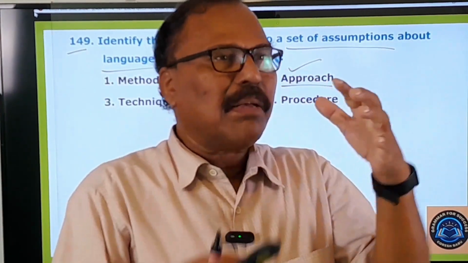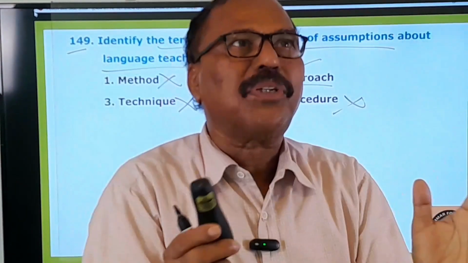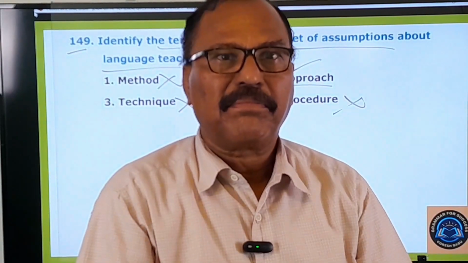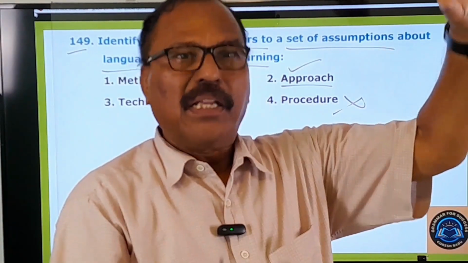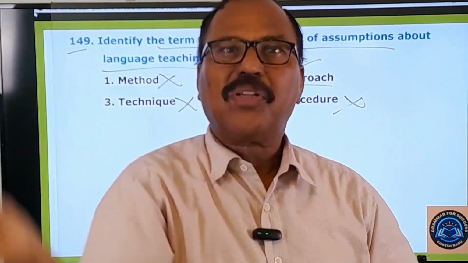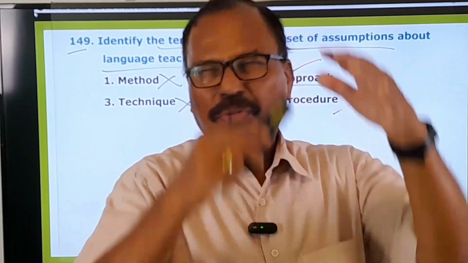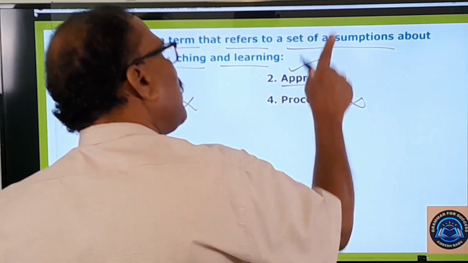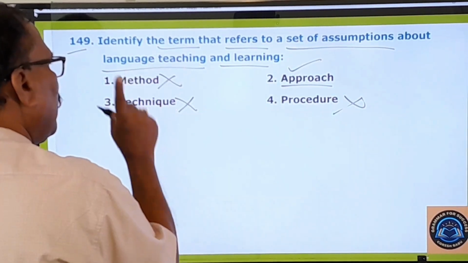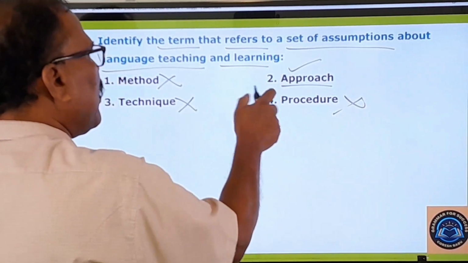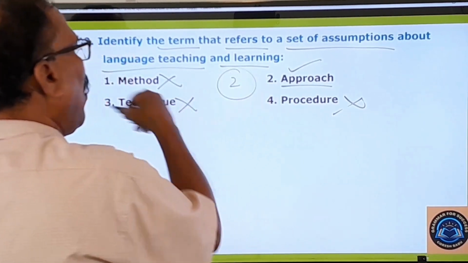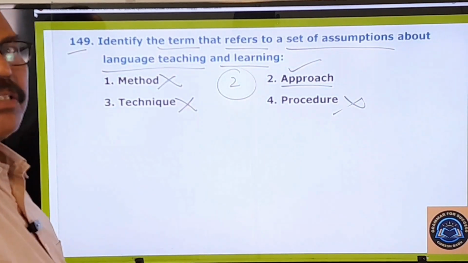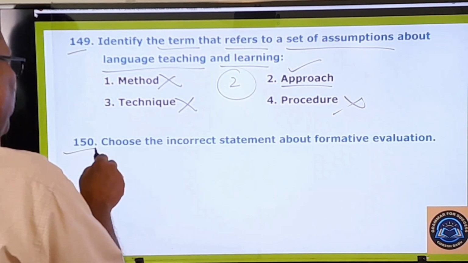So here, some assumptions are made in the approach. If these things are there, this can be taught in this way. If these things are made, this can be taught. So like that, some assumptions are made. Therefore, only in the approaches can you find the assumptions, not in the method, not in the technique, not in the procedure. So that's why your answer choice is the second one. All others are wrong. And now we go to the last question, the 150th question.